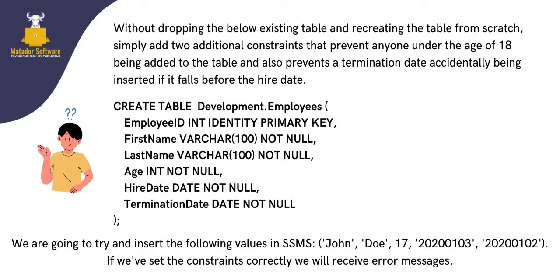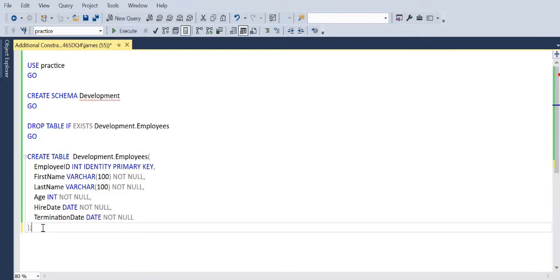Obviously that would be impossible, but in our case some bad data has got through, so we need to alter this table and add some constraints against the age column and the hire date and termination date. You can see they don't have any of the relevant constraints currently. And then we're going to try and insert the following values in SQL Server Management Studio, but these concepts are broad across all SQL RDBMS. If we set these constraints correctly, when we try and insert that data, we should receive error messages.